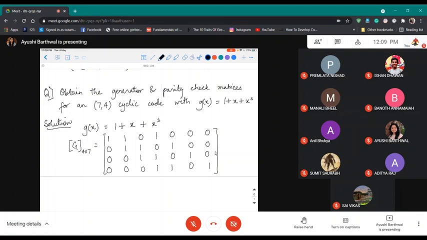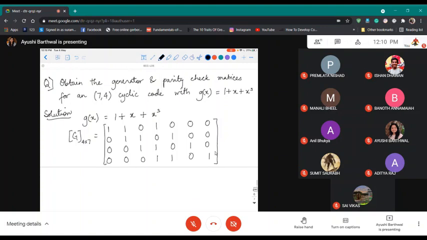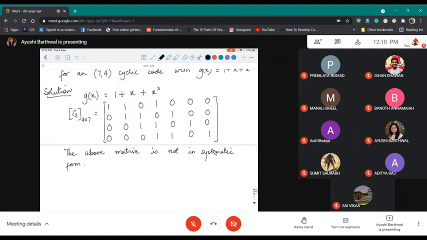Now if you observe the above matrix, you'll see that this is not a systematic matrix. That means you cannot identify any identity matrix over here. So what do we have to do? The above matrix is not in systematic form. You have to obtain a systematic matrix. So what you can do is apply the matrix reduction method.